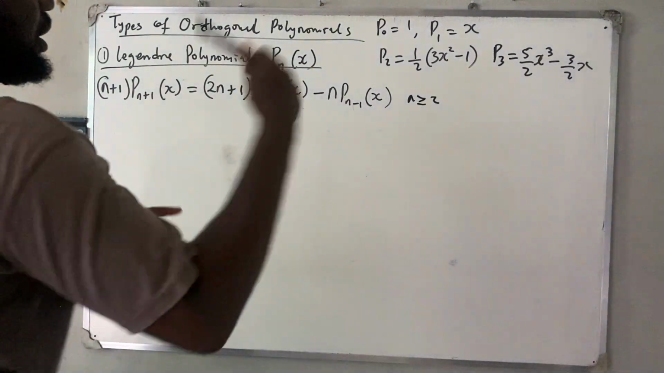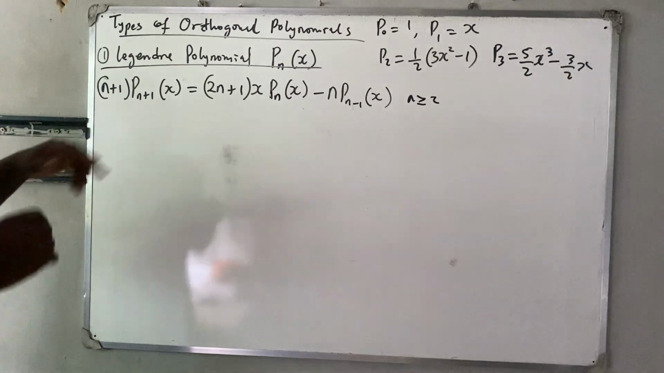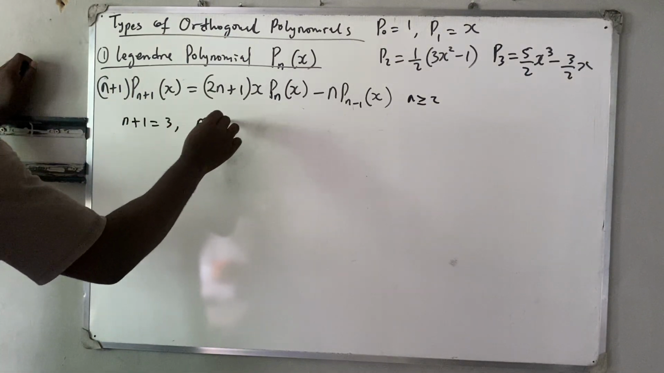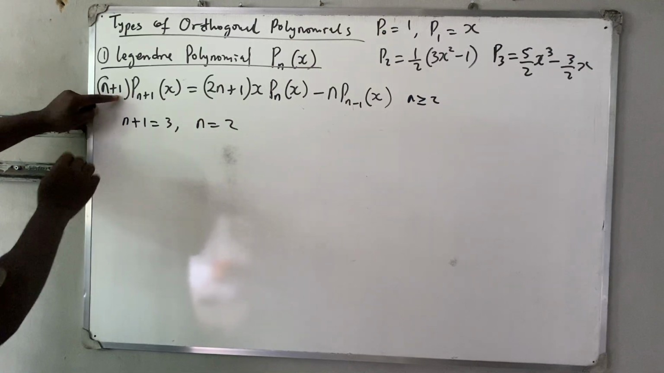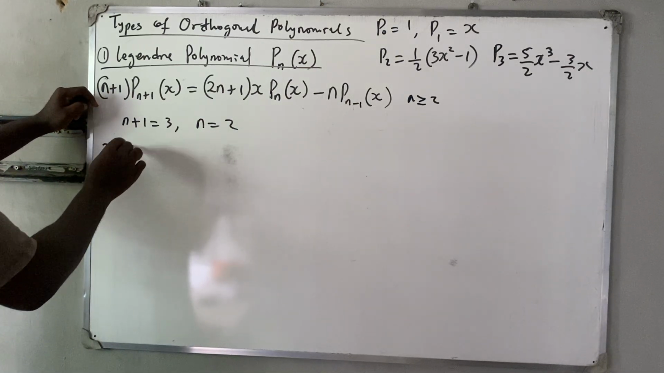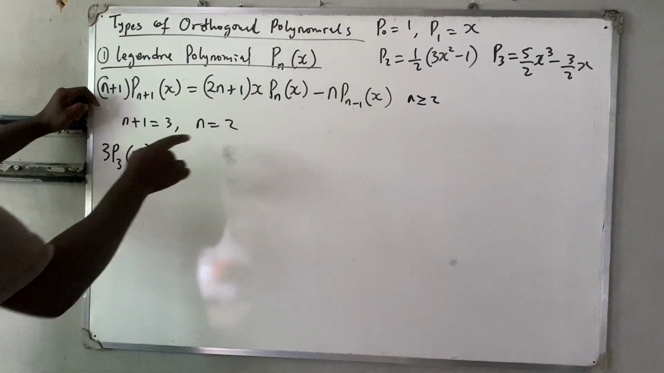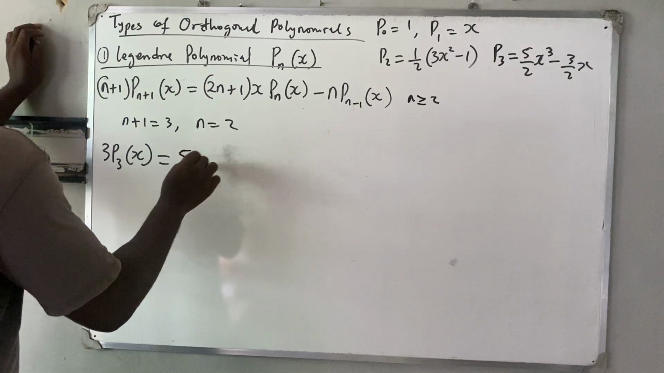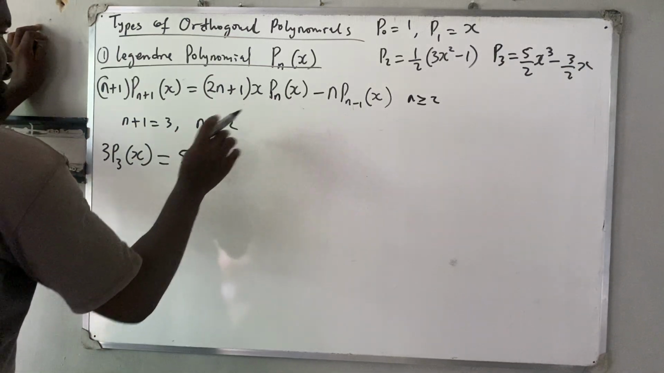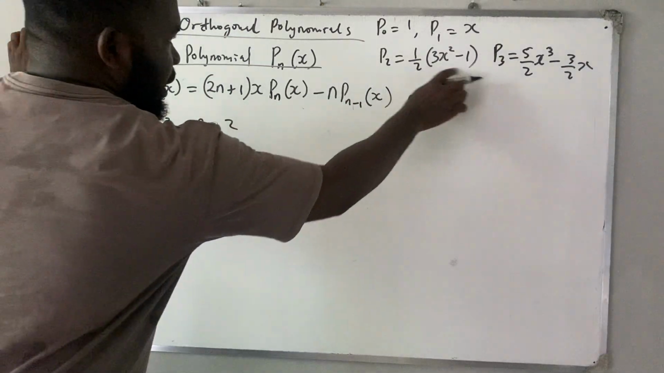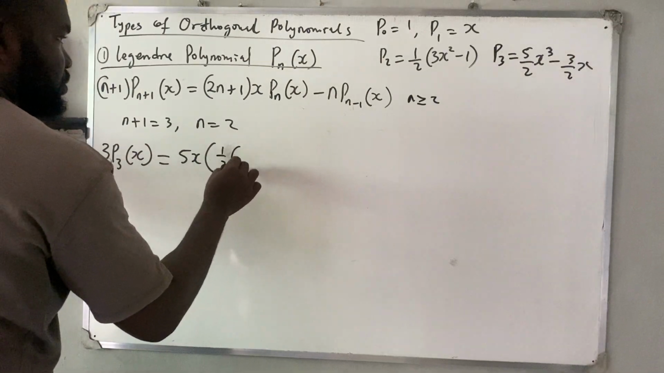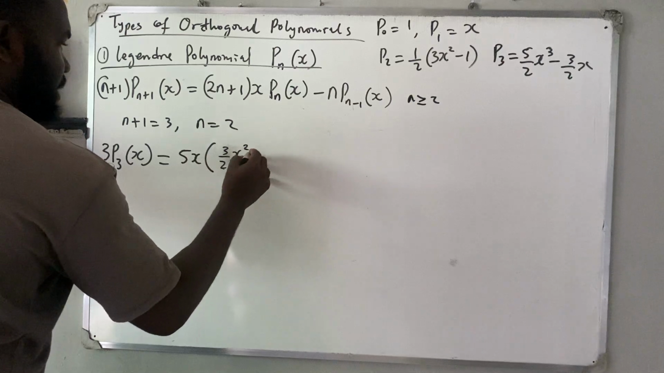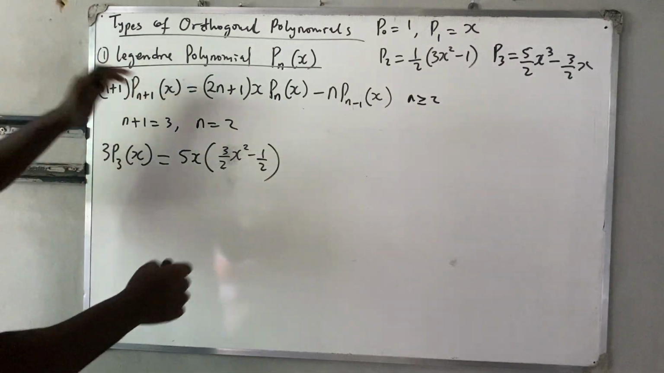So for me to get P3 means I'm setting n plus 1 to be equal to 3, which means that n will now be 2. So 2 plus 1 is 3. So I have 3P3 of x, okay, is equal to, remember, 2 times 2, 4 plus 1 is 5. So I have 5x into P2 of x. And P2 of x gave us 3 over 2x squared minus 1 over 2. Don't forget, it gave us this, okay?